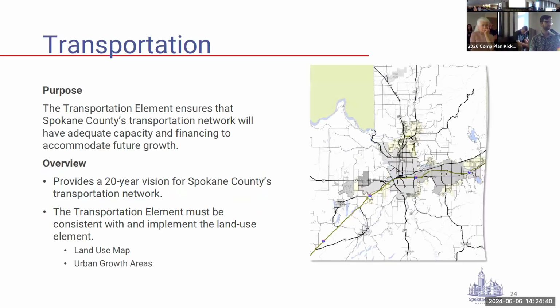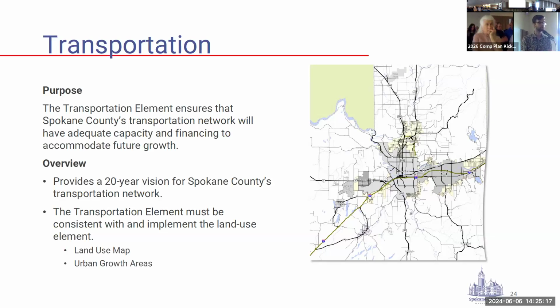So what is the main purpose of the transportation element? The main purpose of the transportation element is to ensure that Spokane County's transportation network has the financing and the infrastructure to meet our next 20-year population growth, while also being consistent with the land use element. This really provides a 20-year vision and framework for the transportation network, ensuring that we have the right infrastructure projects and financing to meet that 20-year growth period and that 20-year land use map.